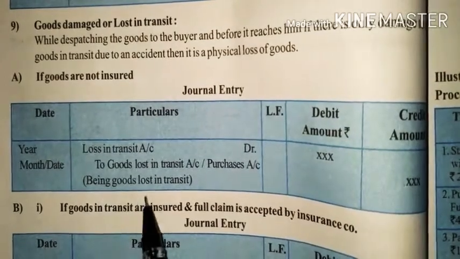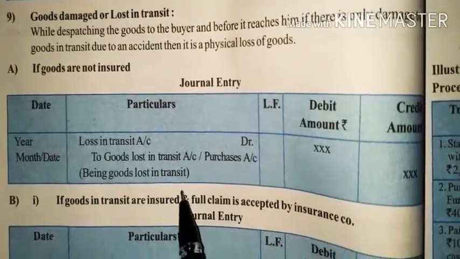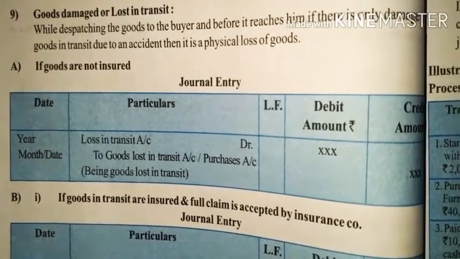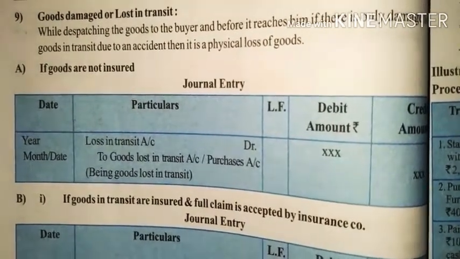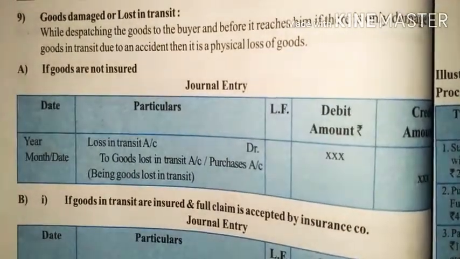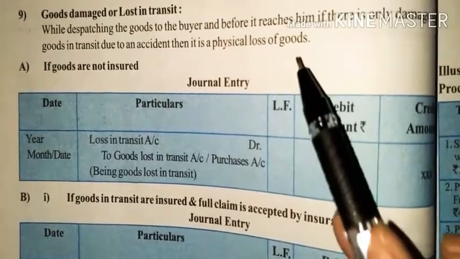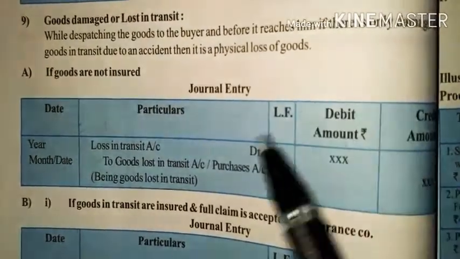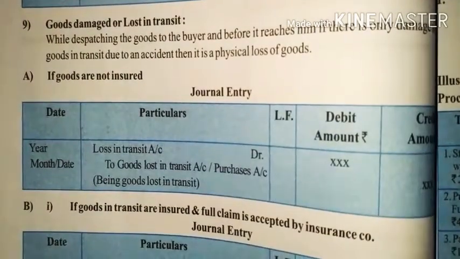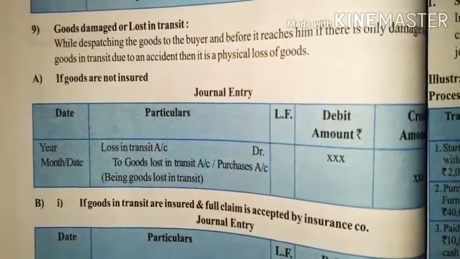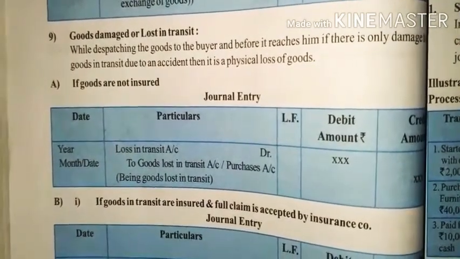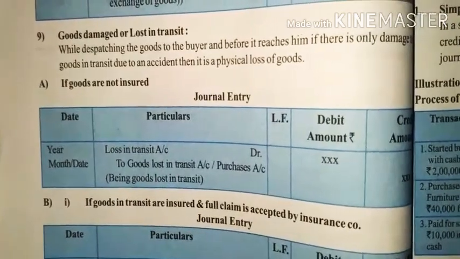Simple narration being goods lost in transit or dispatching of goods. You can write the narration on your own. No need to learn the narration that is given in your text. According to the transaction, you have to frame your own narration. They have given the transaction of loss in transit, that is why that narration is given. Similarly, you have to write the narration based on the transaction. No need to learn the narrations given in your text or reference books.